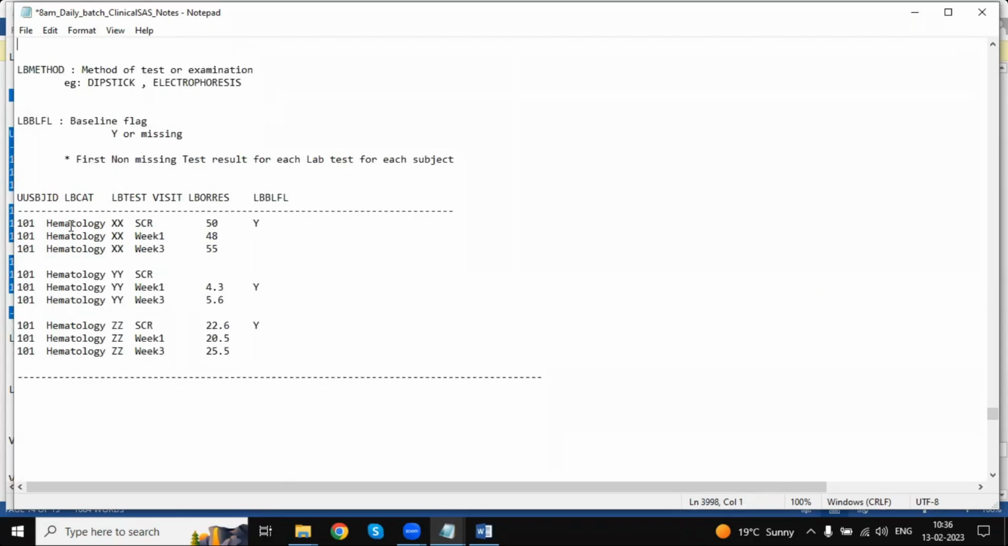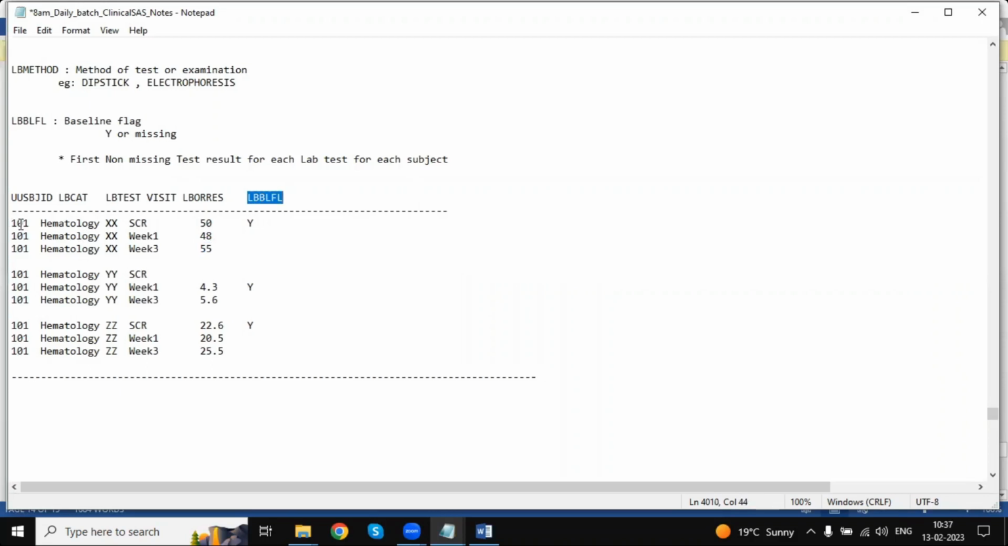Okay. So here, for example, subject 101, we are doing a hematology test. Under the hematology category, we are doing some XX test. At the time of screening, you got a result of 50. In week 1, you got 48. In week 3, you got 55. So which one do you have to mark the baseline flag as yes? The first test result. We have to mark the baseline flag as yes.